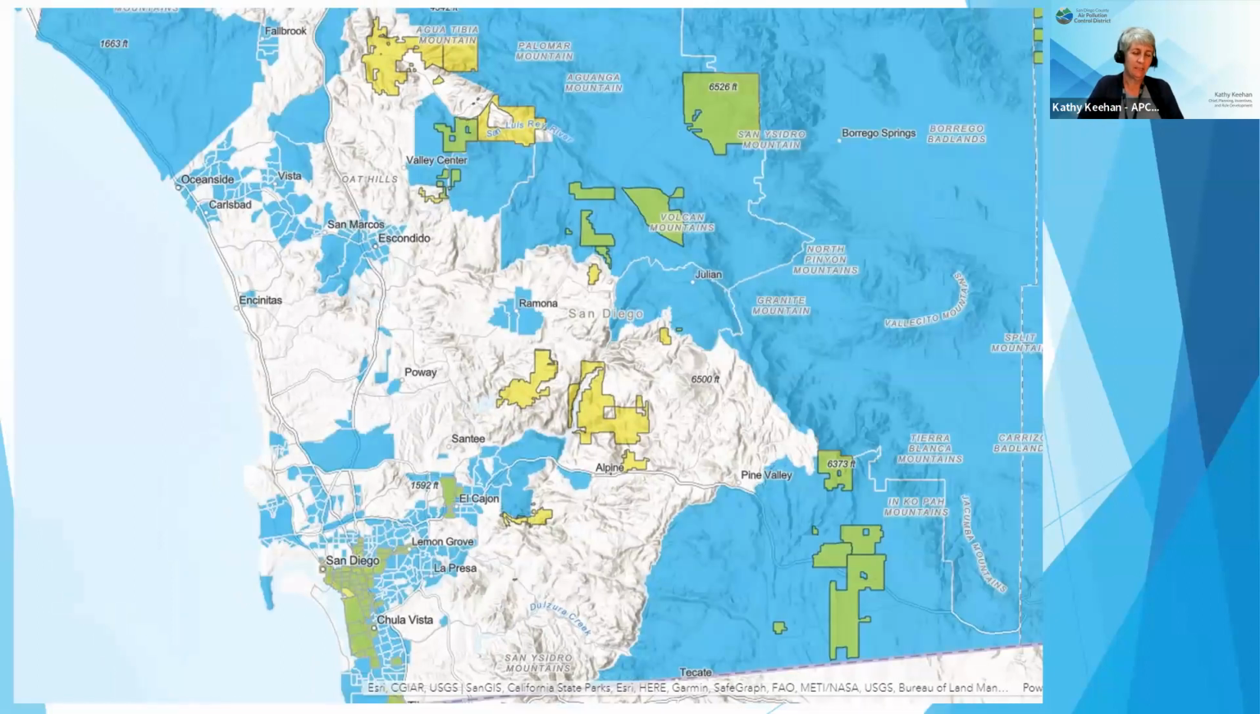The AB 617 incentives are also intended to help people in low-income communities. This map shows those communities in blue. At least 80% of the AB 617 funding must be spent on projects that benefit people in either disadvantaged or low-income communities.